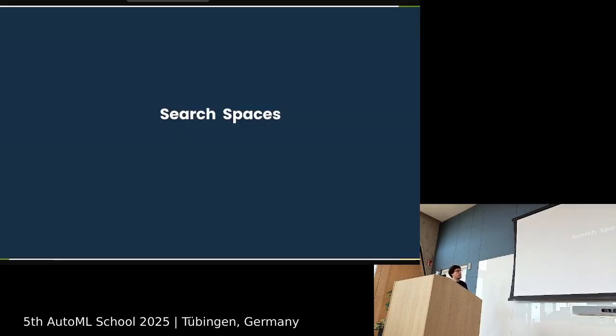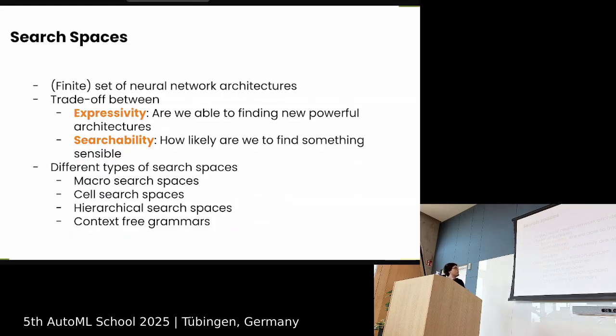Okay, then let's jump right into it. And the first thing we're going to talk about is search spaces, right? So I already said, it's usually a finite set of architectures, and there's a trade-off. You want to be very expressive, right? You want to find a new powerful architecture.